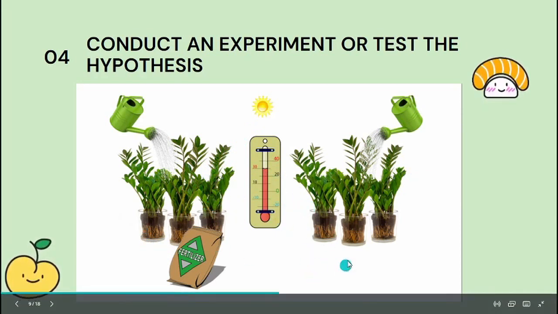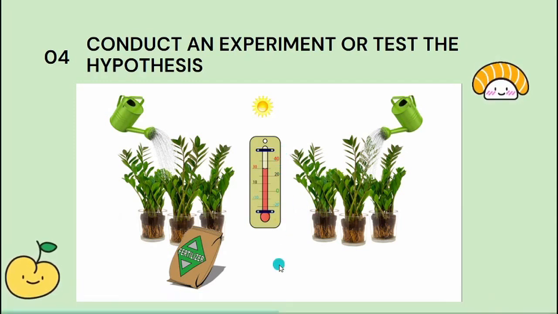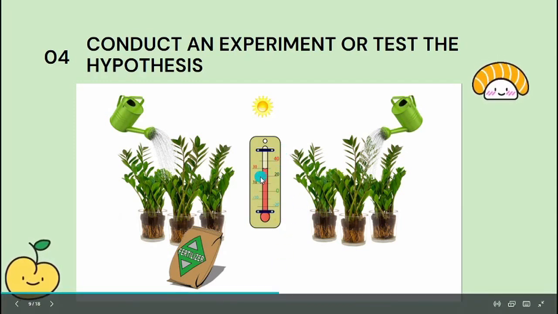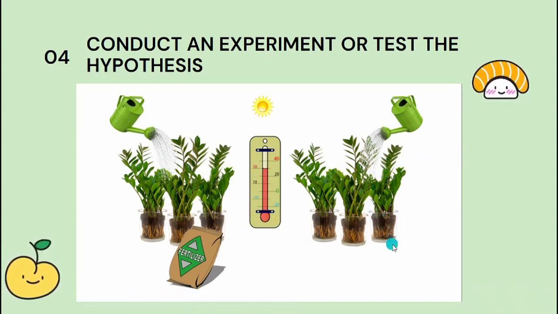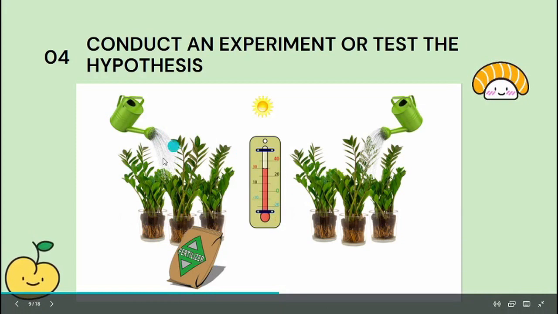They are all located in the same area with the same temperature, which is 30 degrees Celsius, so medyo mainit. And they are both receiving the same amount of water. The only difference in this experiment is set A or group A has fertilizer, but group B has no fertilizer.